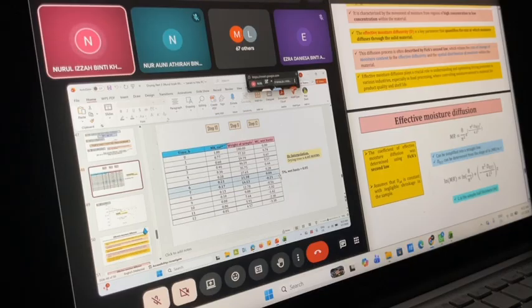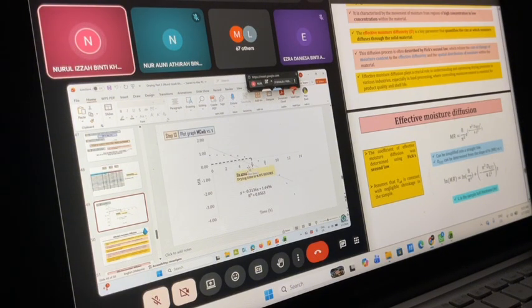Okay, do the interpolation, you will get the drying time is 6.05 hours. Or maybe if you have plotted the graph, you can actually see that the time needed to reach 0.05 is actually 6.05 hours.